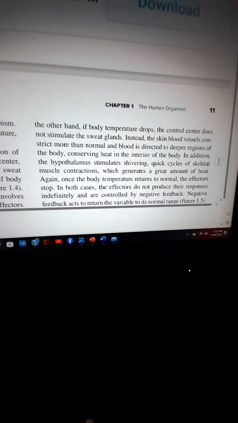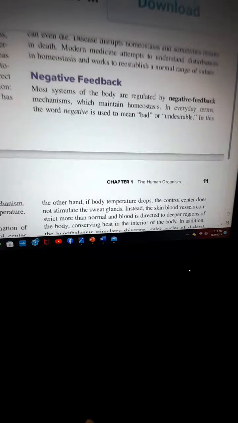Oh, so we should have read up and down. Okay. And the effectors.